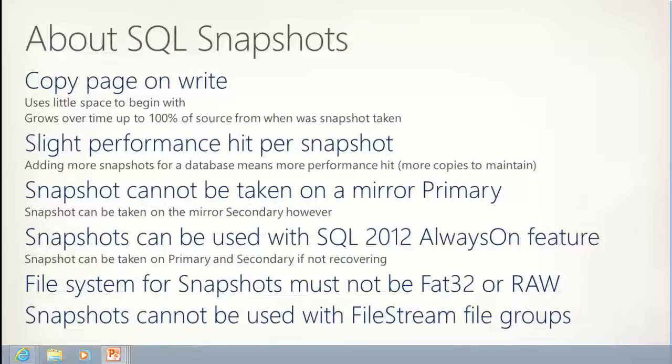There is a slight performance hit associated with it, so it's not for everybody. You can't take it on a primary mirror. It's unfortunate. I really wish that it could. It can be used with the always on feature, but it doesn't create a snapshot everywhere. It only creates it on the machine that you did it. And it has to be on NTFS. It can't be on FAT32 or RAW. And of course, the last thing is you can't use it with file stream.